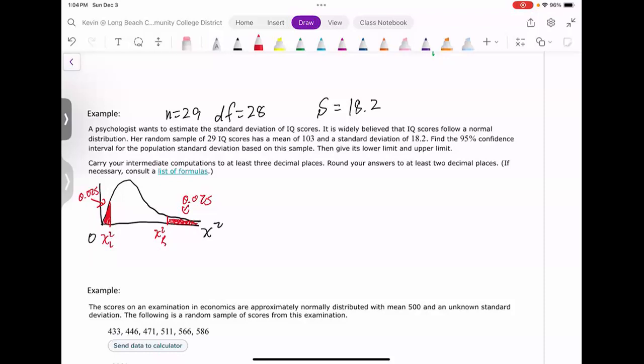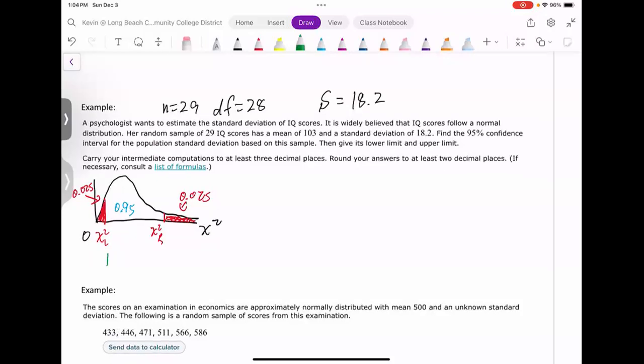In the middle here is 0.95. And for our first one, it's going to be 0.95 plus 0.025, 0.975. So we have degrees of freedom of 28 and 0.975.